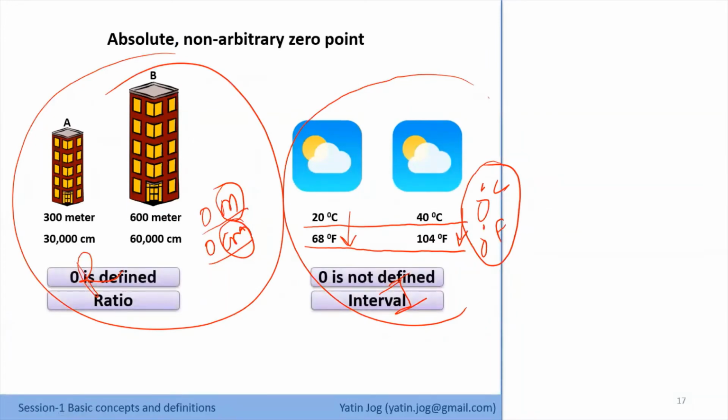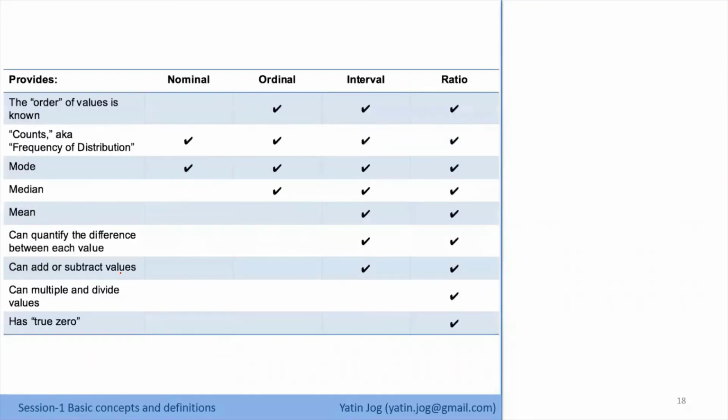So 0 is defined, that is a ratio variable, and 0 is not defined, that is an interval variable. Okay, so that is the basic difference between interval and ratio. Now if you want to summarize all the measurement scales, this one table is sufficient. If you just remember this table, that is sufficient.